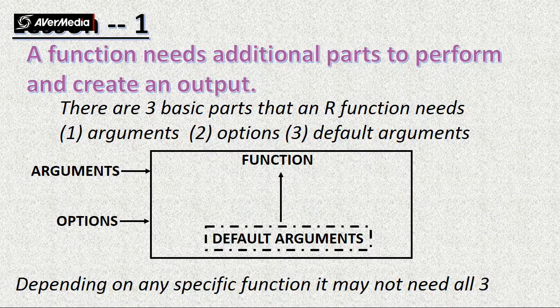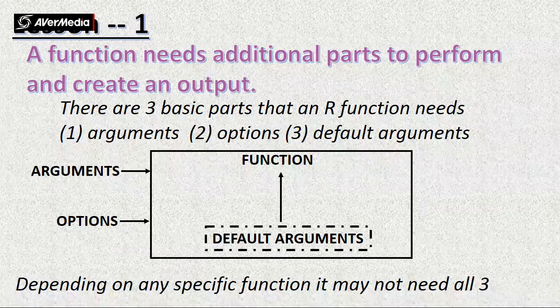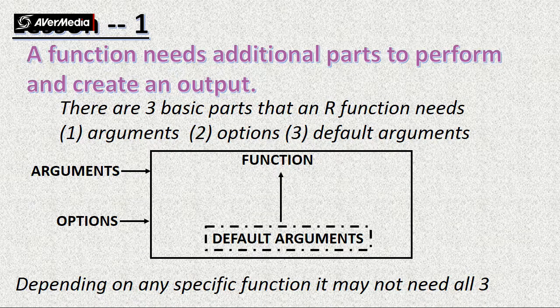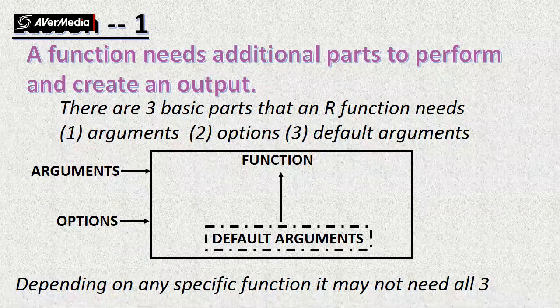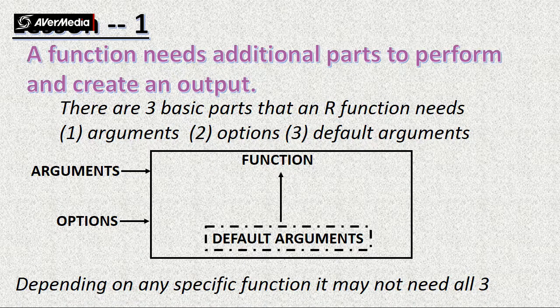You can see that I've added these other three parts to the diagram of the function. You'll notice that default arguments are inside the box. Default arguments are usually preset. You don't always have to touch them. If you leave them blank, the function will use them. But sometimes you want to change the default argument to an argument that is to your choosing. Depending on the specific function, it may or may not need all three of these parts.